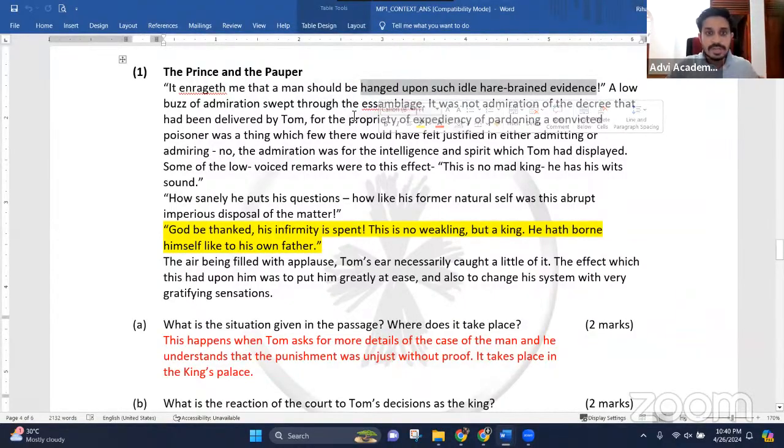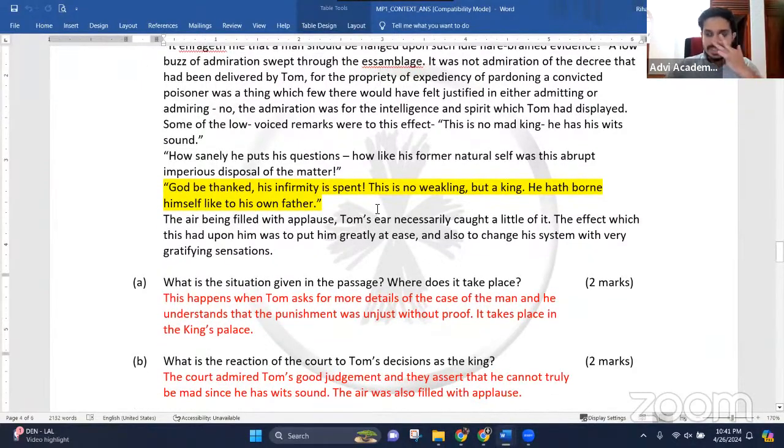Flimsy evidence, that we spoke about in The Prince and the Pauper. And a low buzz of admiration swept through the assemblage, the people who are there, basically. So when you read this, you need to first try to figure out which part of the story this is. Is this the part where Tom and Edward changed the clothes? Or is this the part where Edward tried to come back and interrupt the coronation? This is basically the place where I told you Tom tried to be nice, or be just to innocent victims, and how the judicial system is very weak.